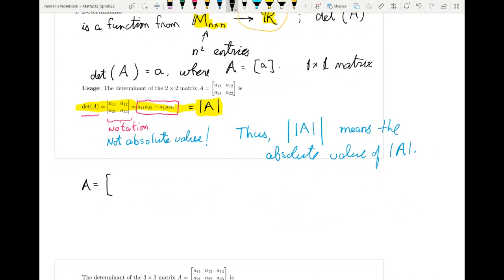So A is equal to, let's say, 2, minus 3, 2 and 4. All right. So following that formula there, the determinant of A is the top left entry times the bottom right entry. So it's going to be 2 times 4 minus the product of the other anti-diagonal entries.